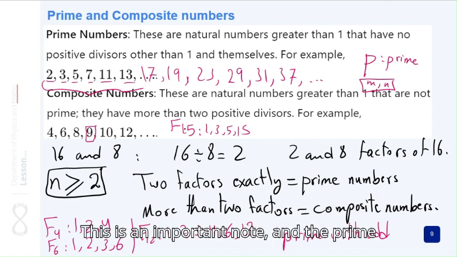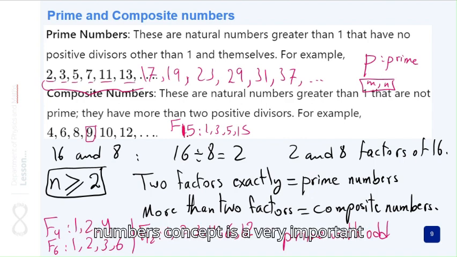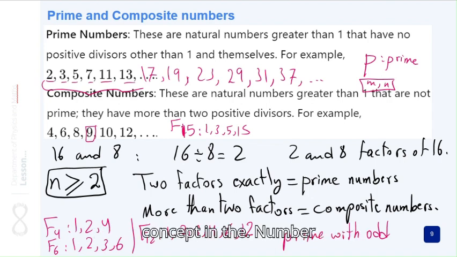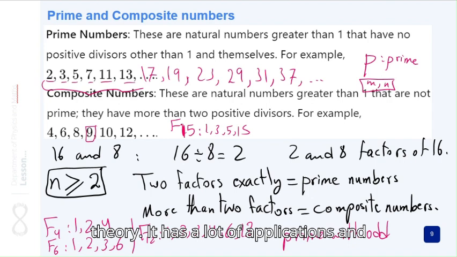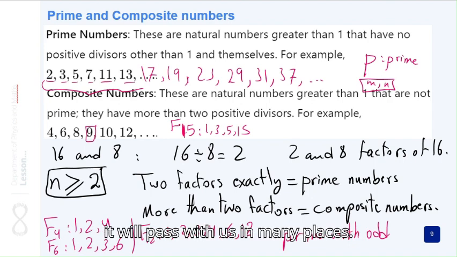This is an important note, and the prime numbers concept is a very important concept in number theory. It has a lot of applications, and it will pass with us in many places.